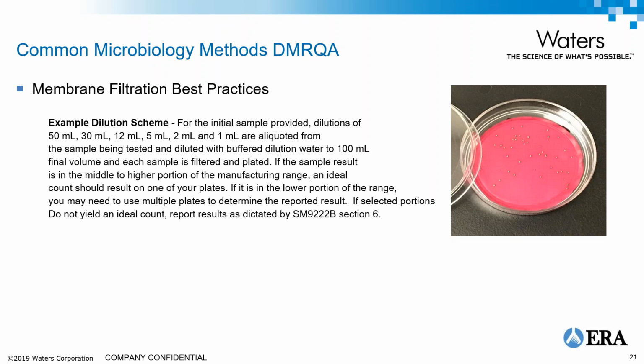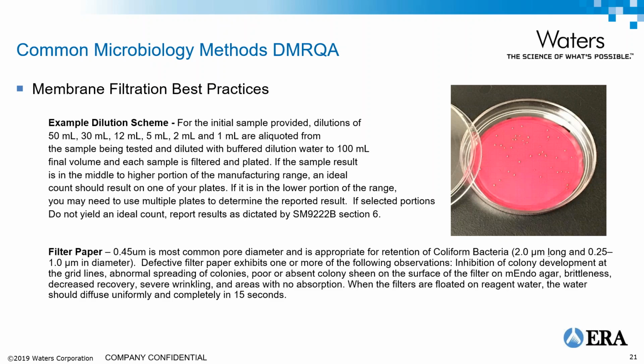If you don't get a plate that falls in the ideal counting range, I would recommend that you go to Standard Methods 9222B, Section 6. It'll give you information that you need to be able to calculate your result using all of the plates that you ran. So let's talk about filter paper.